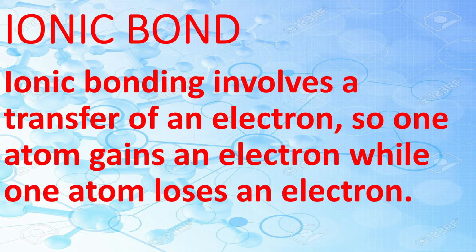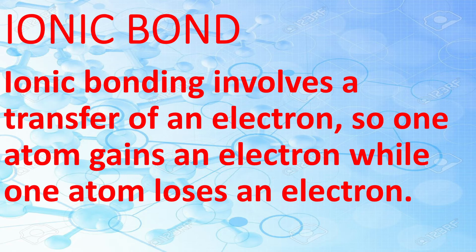So one atom gains an electron while one atom loses an electron. So one of the resulting ions carries a negative charge, which is an anion, and the other ion carries a positive charge, which is the cation. Because opposite charges attract, the atoms bond together to form a molecule.